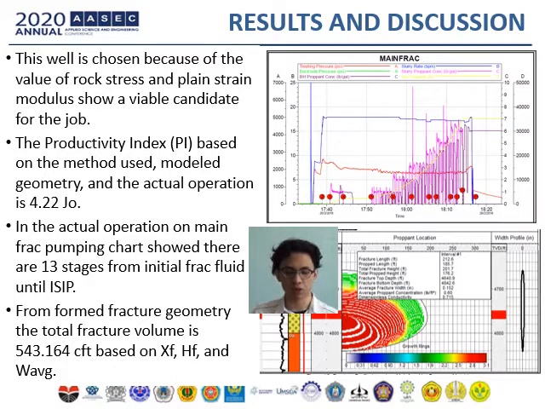In the actual operation on the main frac, pumping charts show there are 13 stages from the initial frac fluid until the flush. These 13 stages consist of slug injection, frac fluid injection, the changing concentration of proppant, the shut-in pump, and the initial shut-in pressure. From the fracture geometry, the total fracture volume is 543 cubic feet, based on fracture half length, fracture height, and average width.